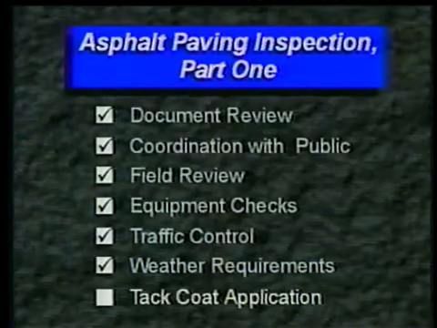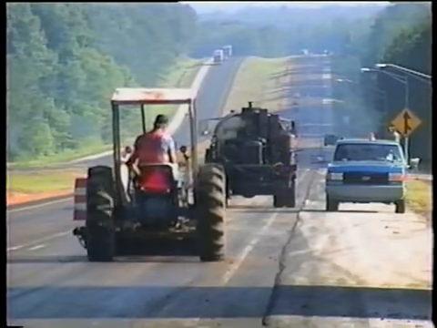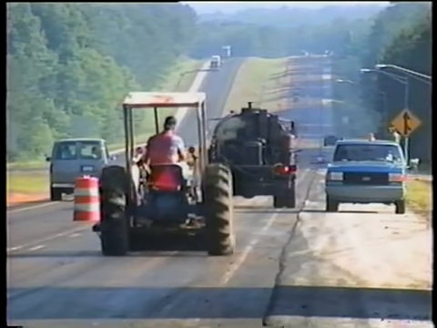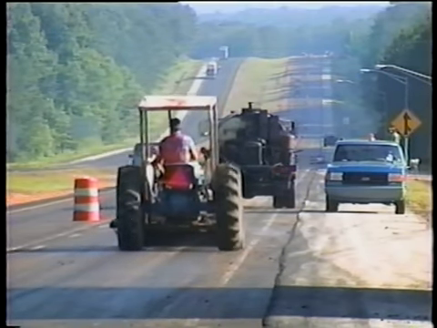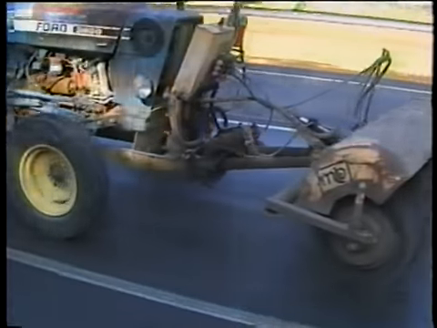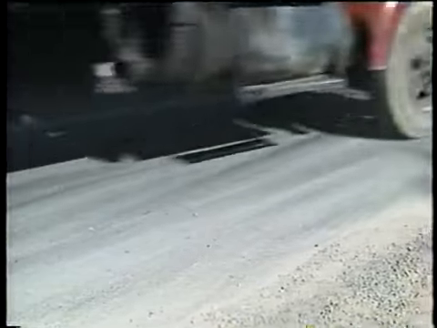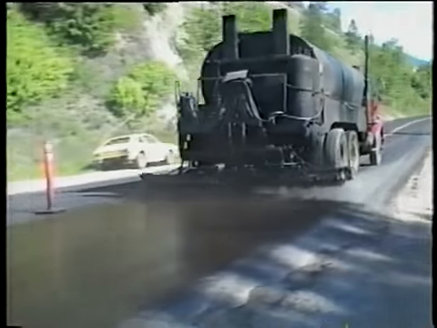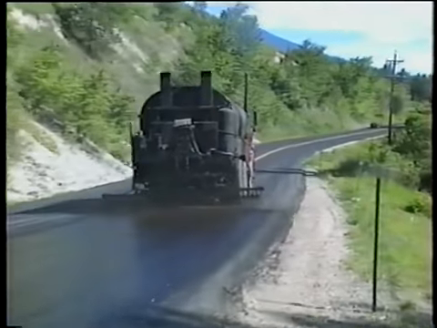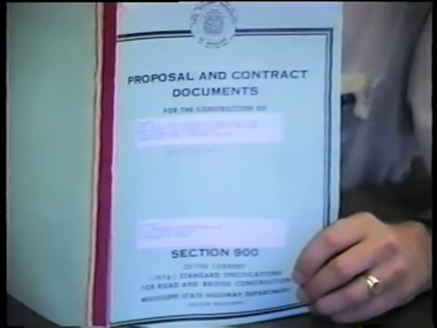Now we'll look at the last item on the list, the tack coat. The purpose of the tack coat is to bond the new pavement to the existing pavement. So first, it's very important to thoroughly clean the surface, and then cover it uniformly with the right amount of tack. But there is a lot to inspect.